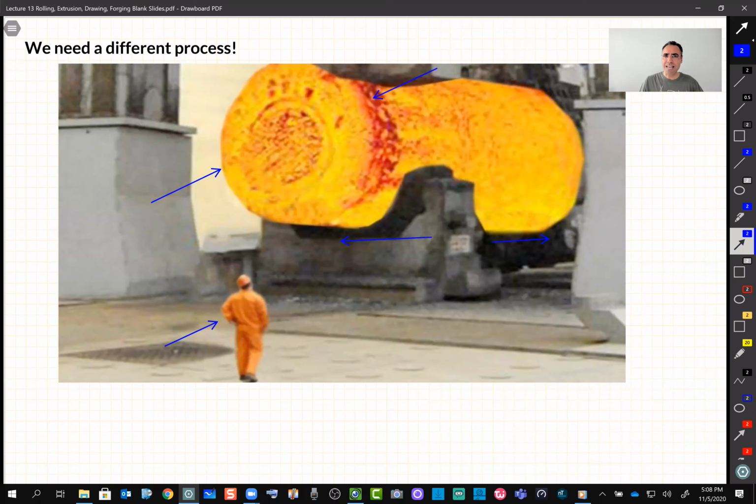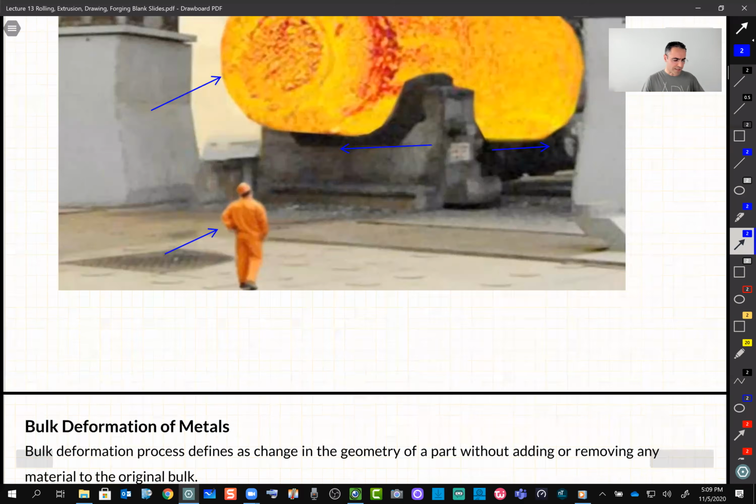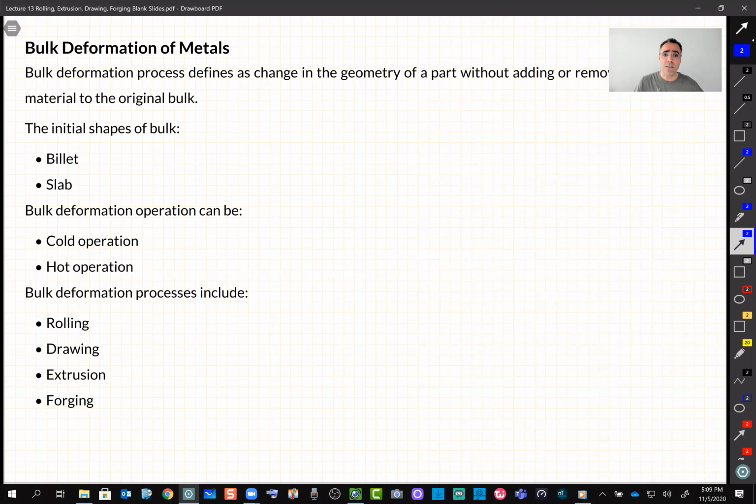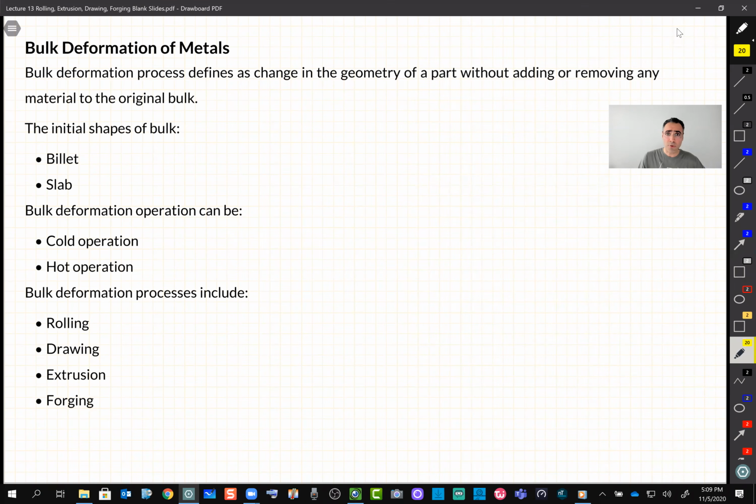Of course, with casting and all the things that you've learned about solidification, making such a big solid part maybe is not a wise thing to do. And this process, which today we're going to talk about, is called bulk deformation. Let me get this Zoom video out of the way, and I want you to focus on the definition. We define bulk deformation as a process in which we change the geometry by not removing material or adding material.